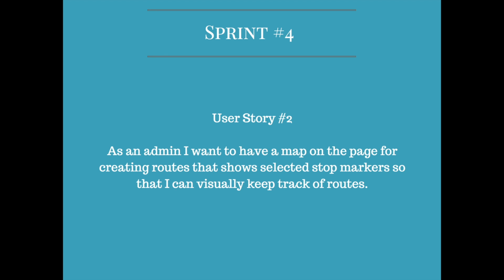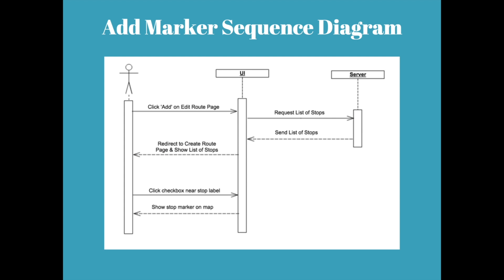The second user story for Sprint 4 was: as an admin, I want to have a map on the page for creating routes that shows selected stop markers so that I can visually keep track of routes. Here is the sequence diagram for adding a marker.